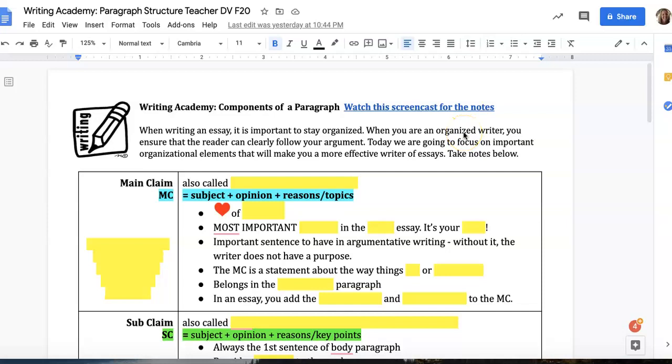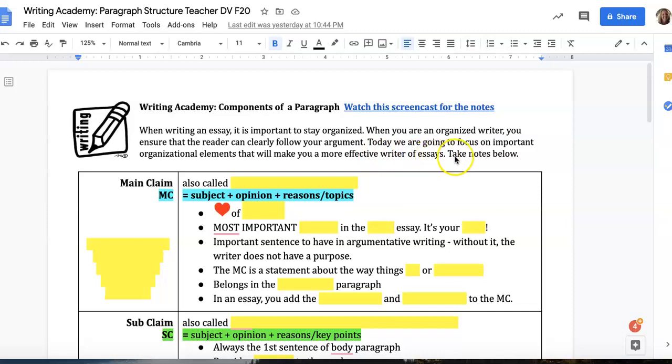Today's Writing Academy is going to focus on the components of a paragraph. When you're writing an essay, it's important to stay organized. And when you are an organized writer, you ensure that the reader can clearly follow your format. Today, we're going to focus on important organizational elements that will help make you a more effective writer of essays.